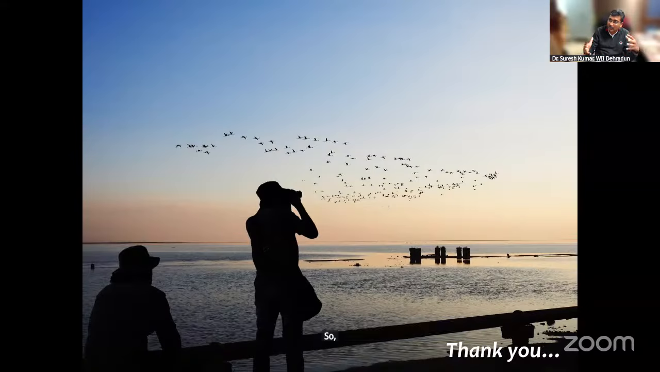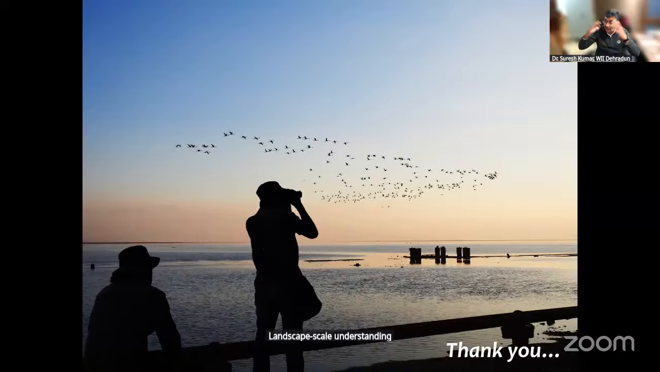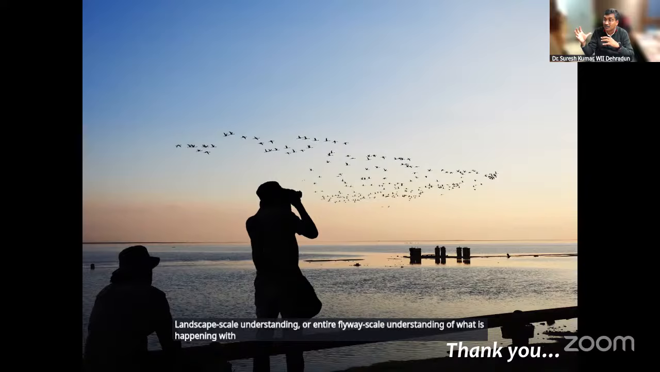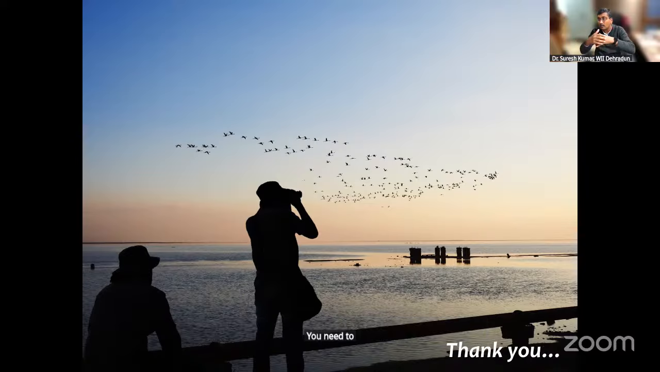So I'm a little cautious in how we report things, and for all this, we need a landscape-scale or entire flyway-scale understanding of what is happening with populations in each of these places. Just because you happen to see a number there today, and this number does not match what was reported last year, it does not necessarily mean that the population has declined. You need to expand the scope of your understanding.